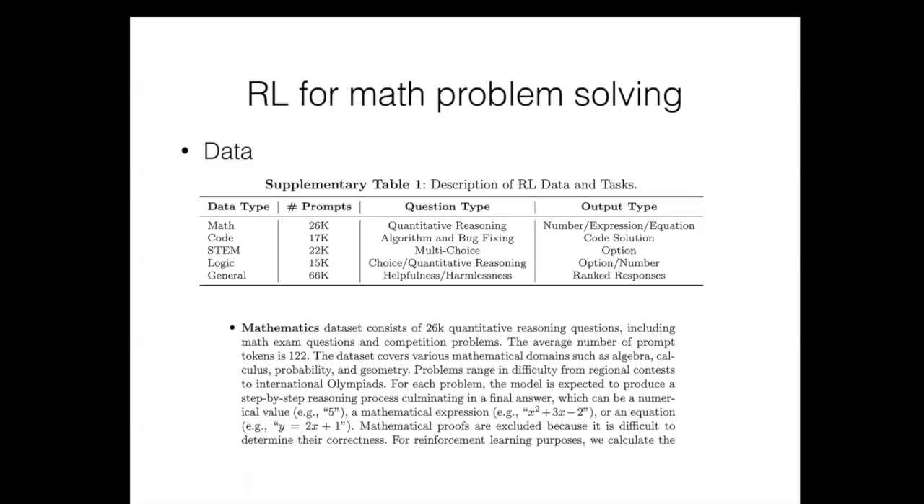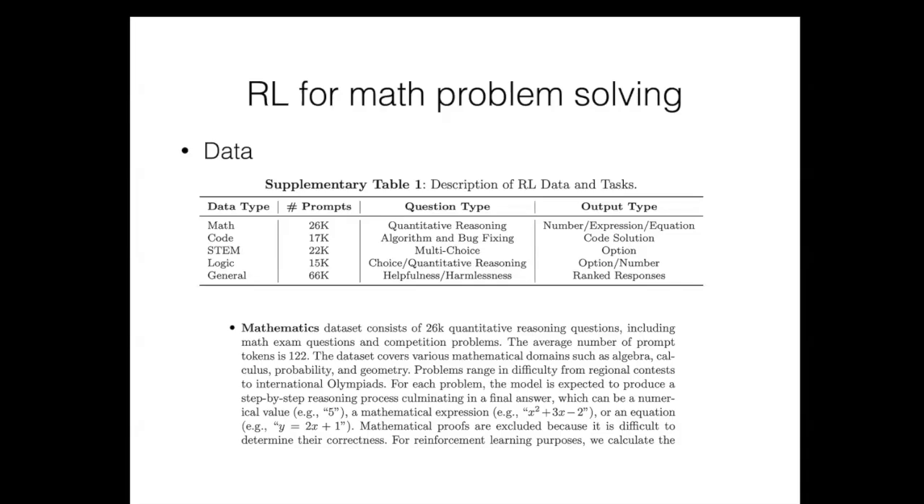So they did get into nature. For nature, you usually have to have some kind of detailed description of what you did. So they have this really long supplementary materials, and you can read through and get some insight into specific things. One thing you can look at is the exact data that they used. You can see for math, they used 26,000 different prompts.